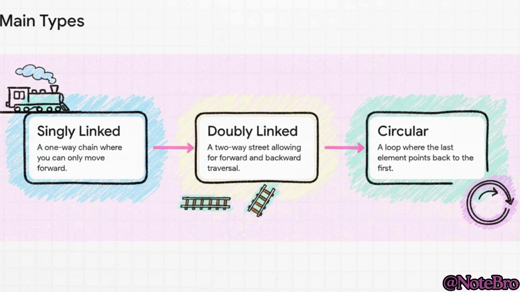So the three main types you're going to run into are single, doubly, and circular. A singly linked list is just a simple one-way street, perfect when you only need to move forward. But a doubly linked list, that's a two-way street. Each node knows about the next one and the previous one, which gives you the power to go forwards and backwards. And then you have the circular list, which is just a big loop where the last element points right back to the start. Super useful for tasks that need to cycle over and over again.